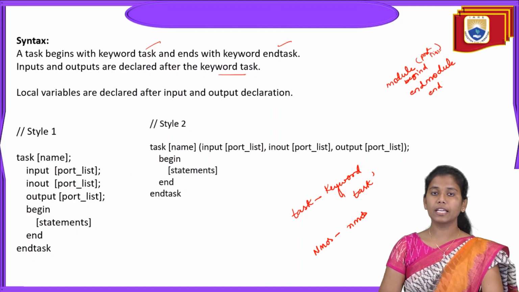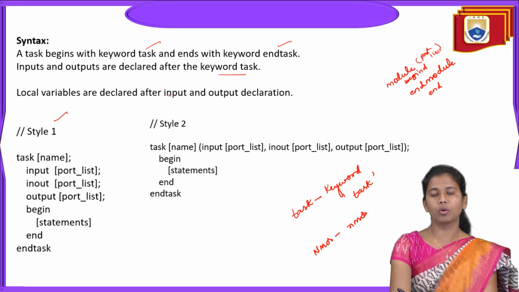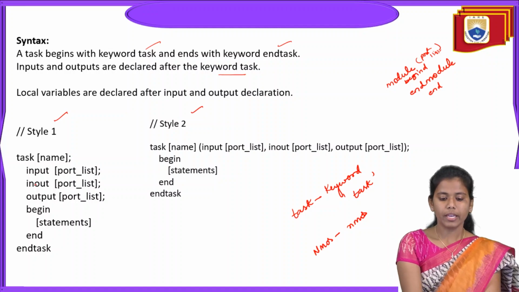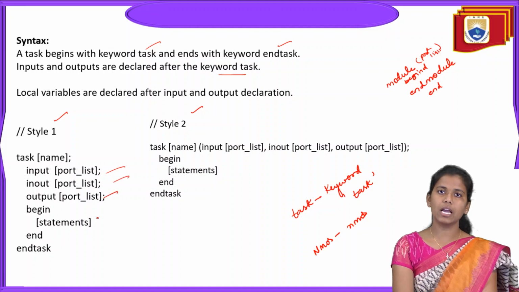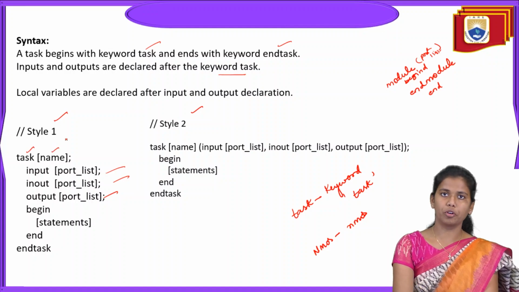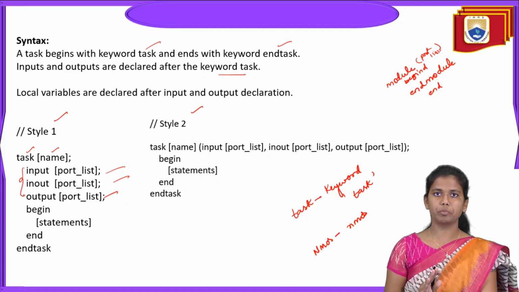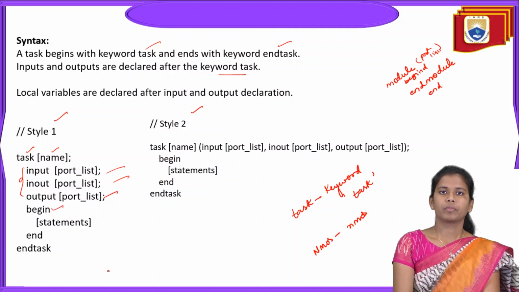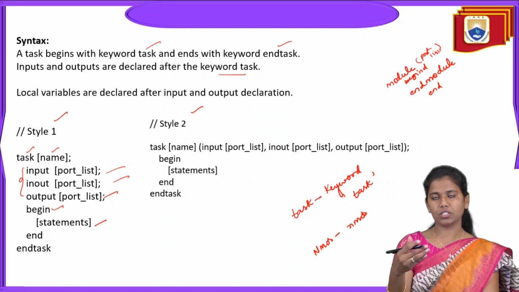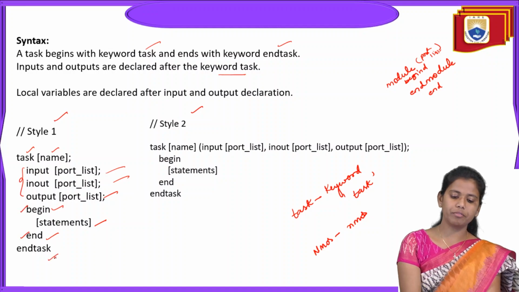In order to declare a task, there are two styles in which we can write the code: style 1 and style 2. Style 1 is: task, name, input port list, inout and output. Here, task is the keyword, name is the name of the particular task you are considering, followed by the declaration of inputs and outputs. Then begin, followed by the statements, then end, and finally endtask.